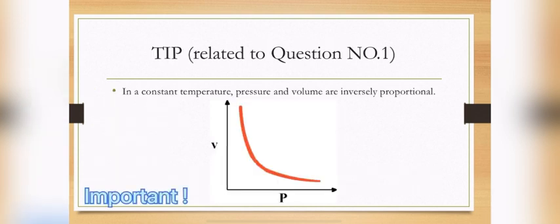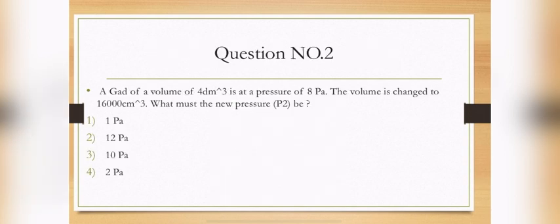So guys, there is a tip here related to question number 1: at a constant temperature, pressure and volume are inversely proportional, and its graph is shown. As you can see, on the vertical axis, as volume decreases on the horizontal axis, the pressure increases. So let's go to the second question.